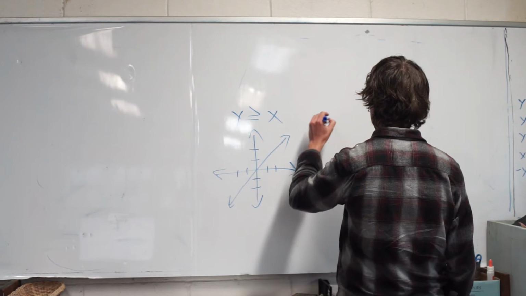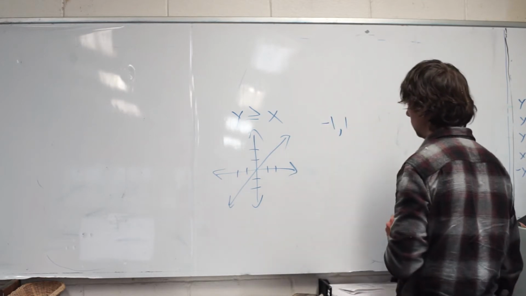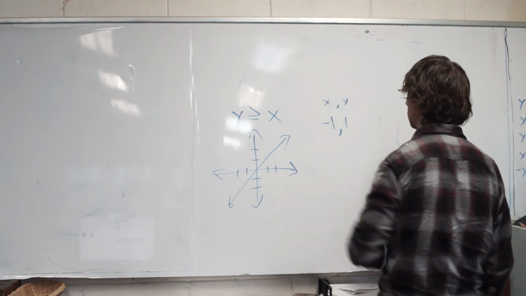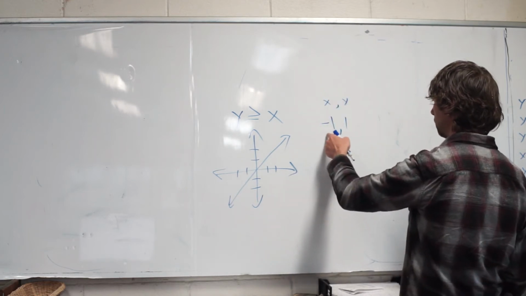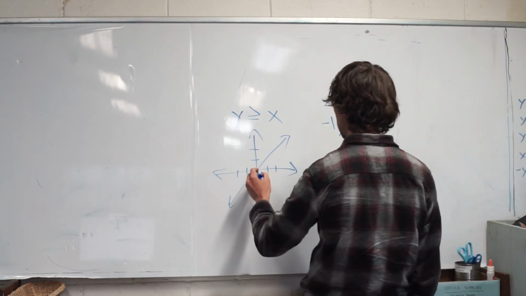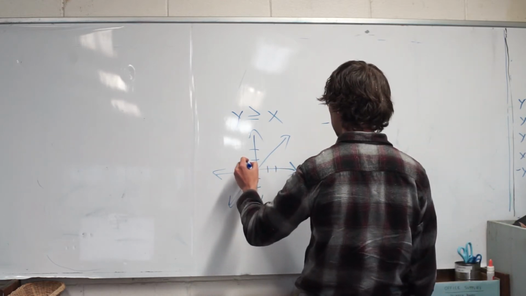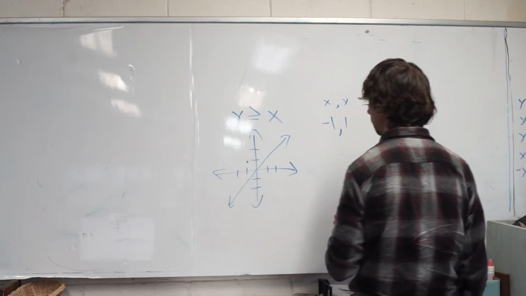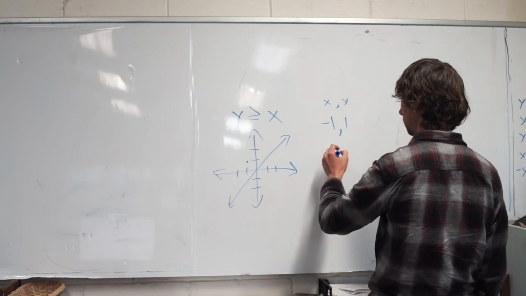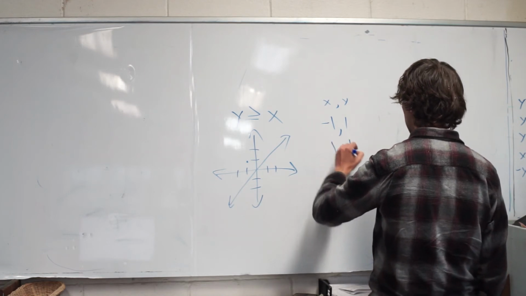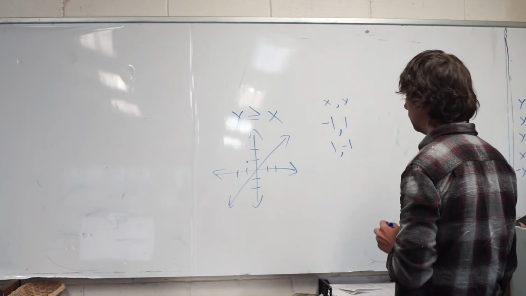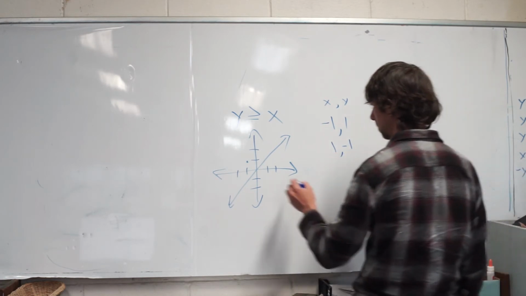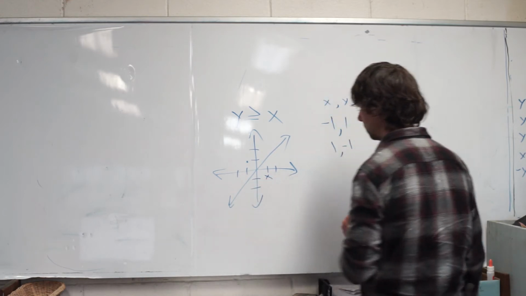How about negative 1, 1? Okay. Remember, x is first. Is the x smaller or equal to the y? Yes, it is. So negative 1, 1 is true. Alright, so that's on one side of our line. Let's test a point on the other side of our line. How about 1, negative 1? Okay. So is 1 less than or equal to negative 1? No, it's not. So this is not a solution.